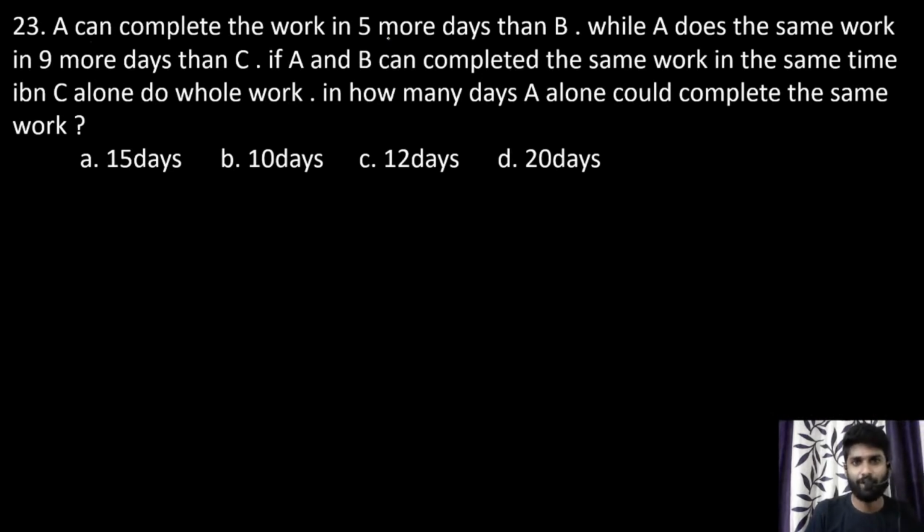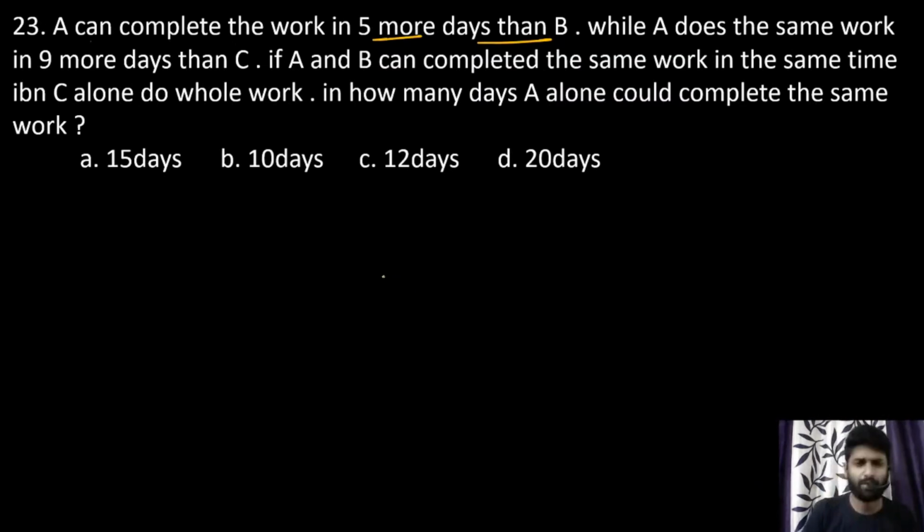A can complete the work in 5 more days than B, while A does the same work in 9 days more than C. If A and B together can complete the same work in the same time as C alone, in how many days could A alone complete the work? Most of the students feel it is difficult. Sir, I can't understand the question.